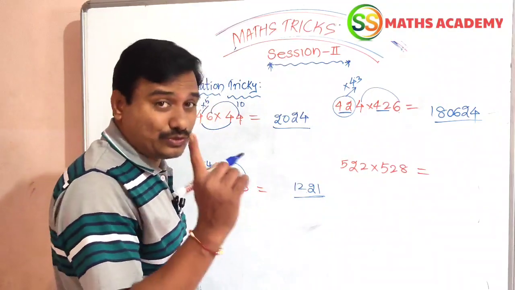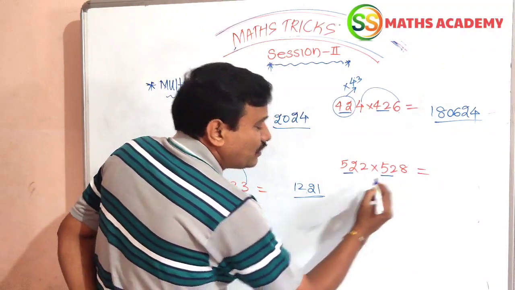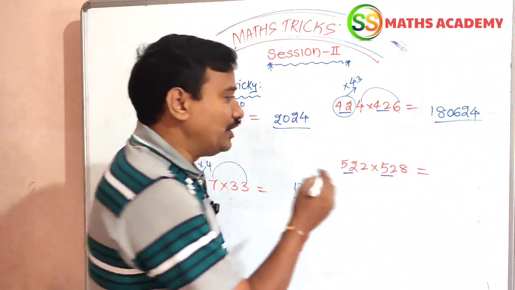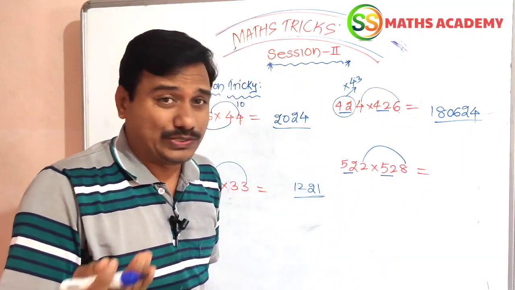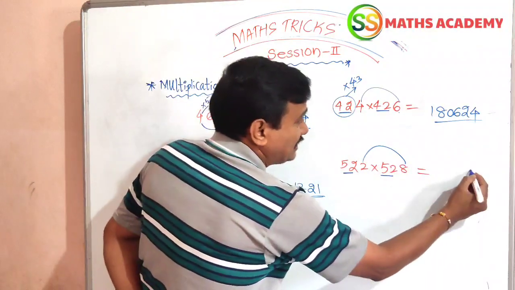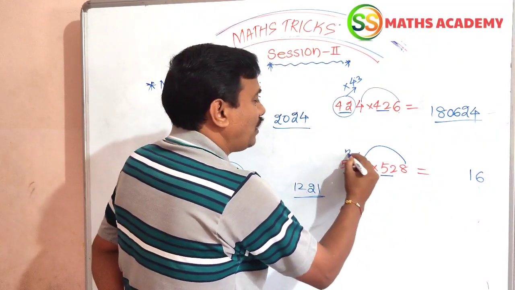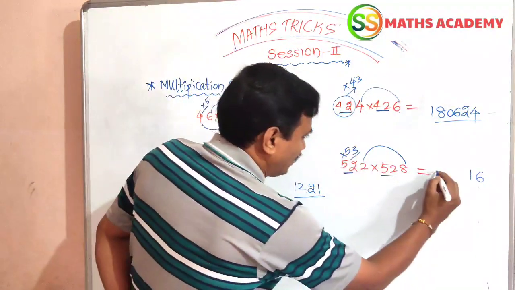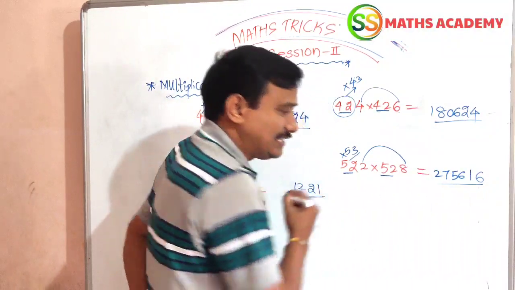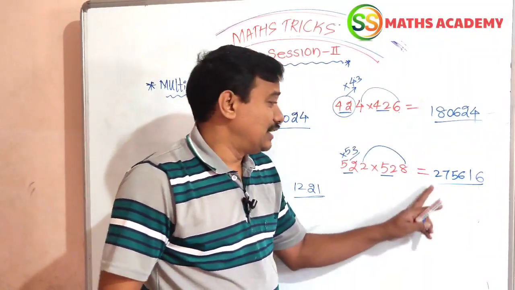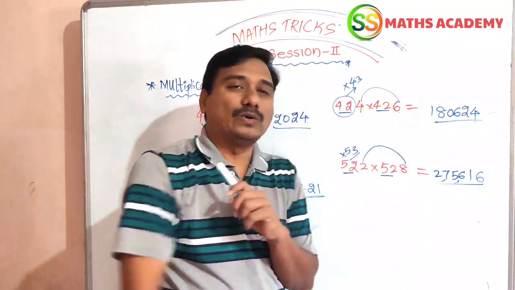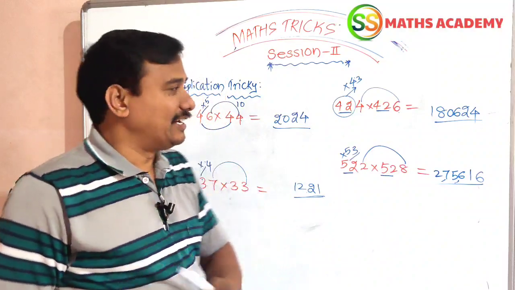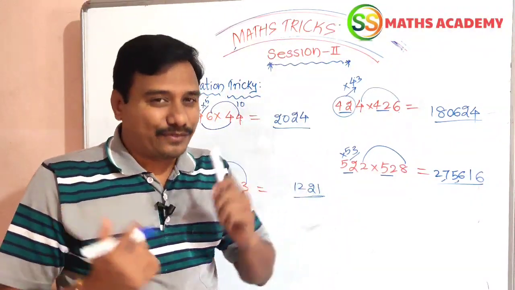Right? Now here also you should observe. Yes, the tens and hundreds digits are the same. Clear? Now the sum of the unit position numbers is equal to 10. Now 8 2s are 16. Clear? Now 52 after, the next number is 53. The product of these two, 52 into 53, is 2756. 2756. That means 275,616. Yes friends, this technique you have to apply for any kind of questions.